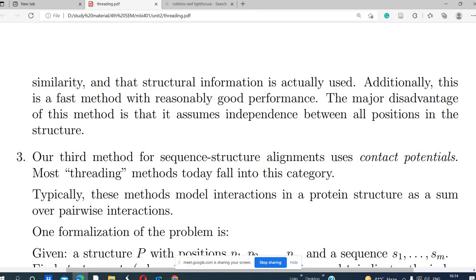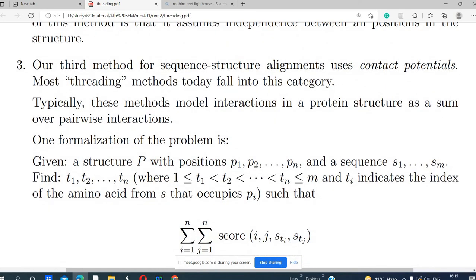The major disadvantage of this method is that it assumes independence between all positions in the structure, because each amino acid has a different profile. So each amino acid is independent, but in the structure, when the amino acids are combined with each other, they are present together in a cluster. So sometimes there may be an effect on the structures also. So this is the only disadvantage. And there is the third method.